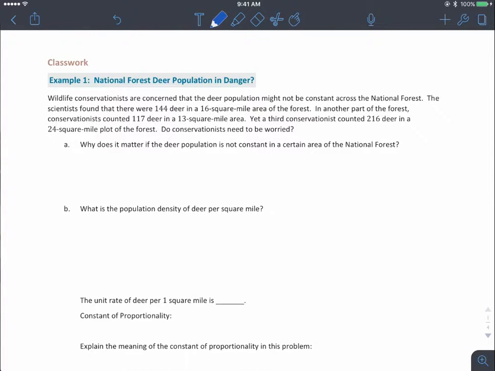So the first question is, well, why does this matter? Why does it matter that the deer population is not constant in a certain area of the national forest? Well, we think in terms of science: are we sure that we're going to have deer in the incoming years? The number of deer per square mile is going to impact that. If there aren't any deer to mate, then we won't have any offspring. So that's just something to think about.